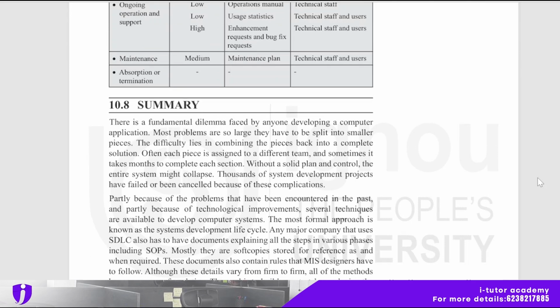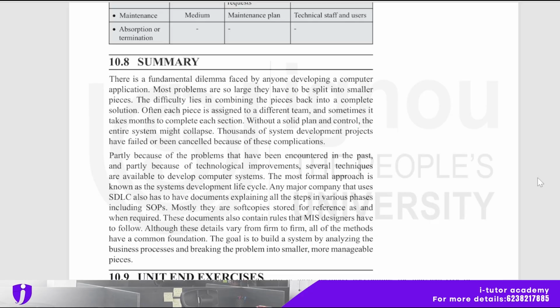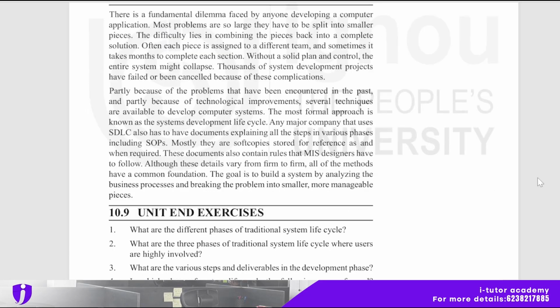There is a fundamental dilemma faced by anyone developing a computer application. Most problems are so large they have to be split into smaller pieces. The difficulty lies in combining the pieces back into a complete solution, and often each piece is assigned to a different team, and sometimes it takes months to complete each section, and without a solid plan and control, the entire system might collapse. Thousands of system development projects have failed or been cancelled because of these complications, partly because of the problems that have been encountered in the past and partly because of technological improvements.